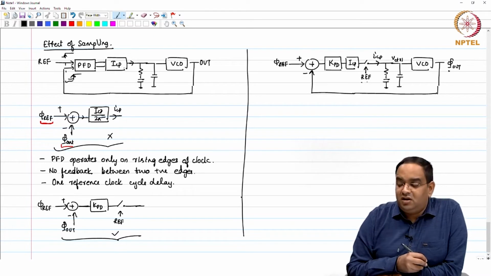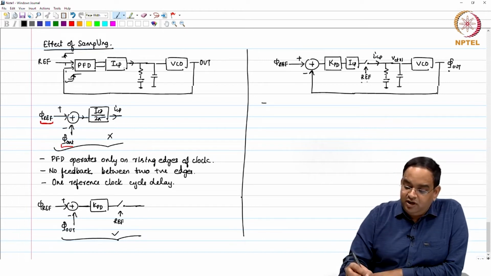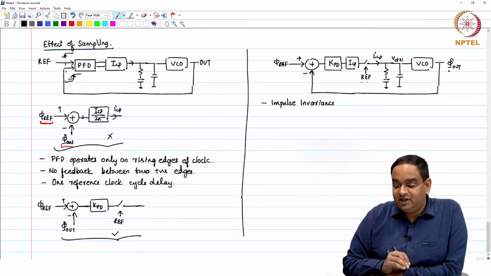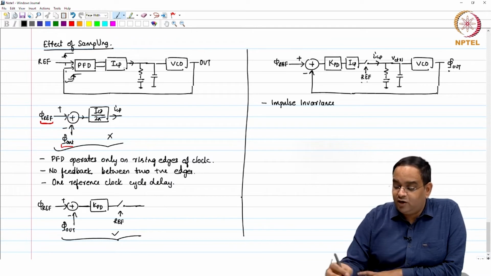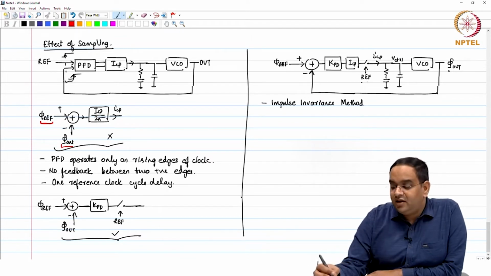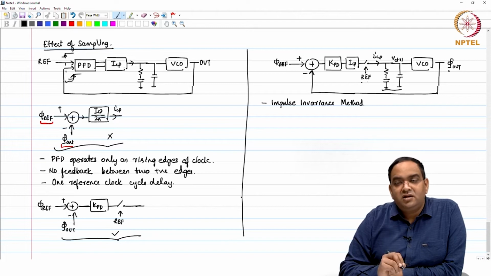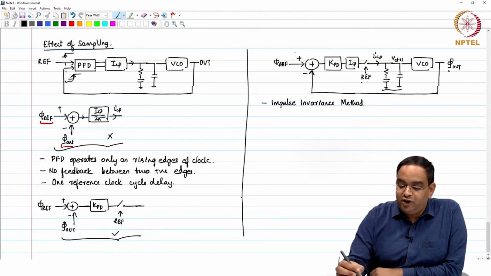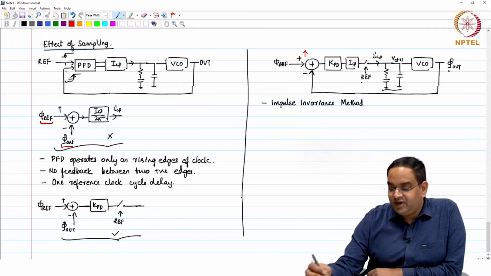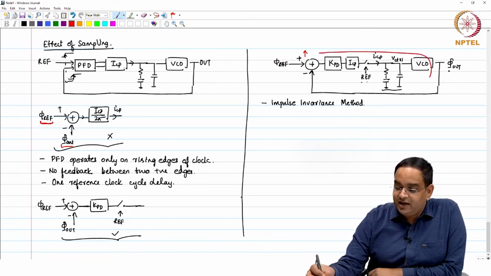There are a couple of methods to analyze such systems. One of the methods is the impulse invariance method to analyze such a PLL. There is an important conclusion after this discussion, so let us look at how we arrive at it. In the impulse invariance method, I want to find the loop gain of this system. You have R and C and a sampled value. So, you apply an impulse, you do all the sampling, and you see what comes back in the time domain.